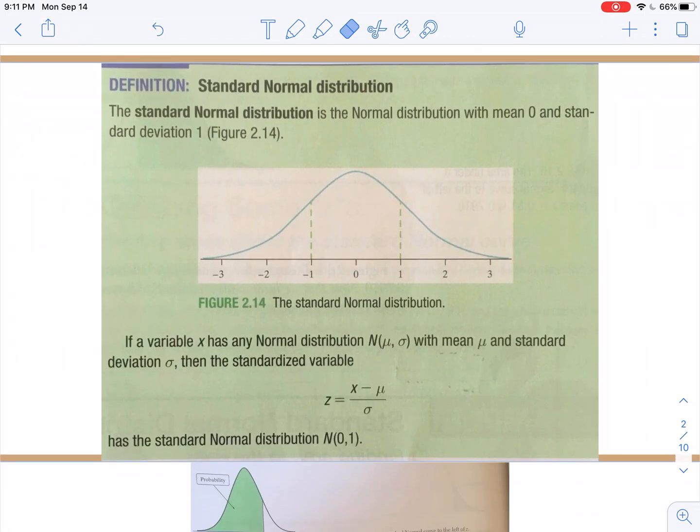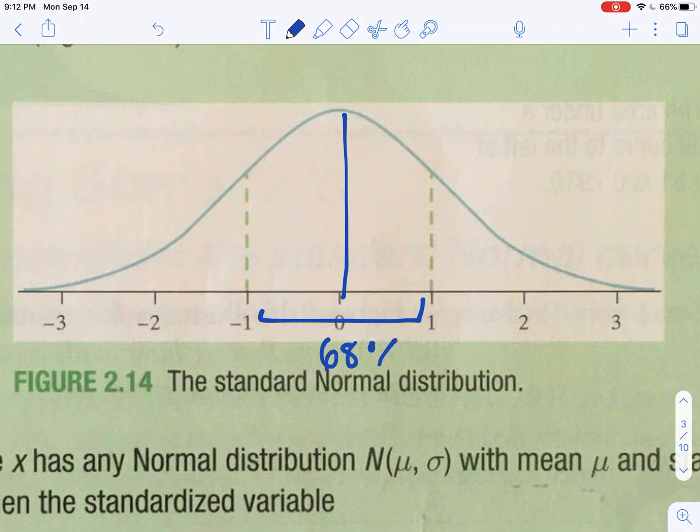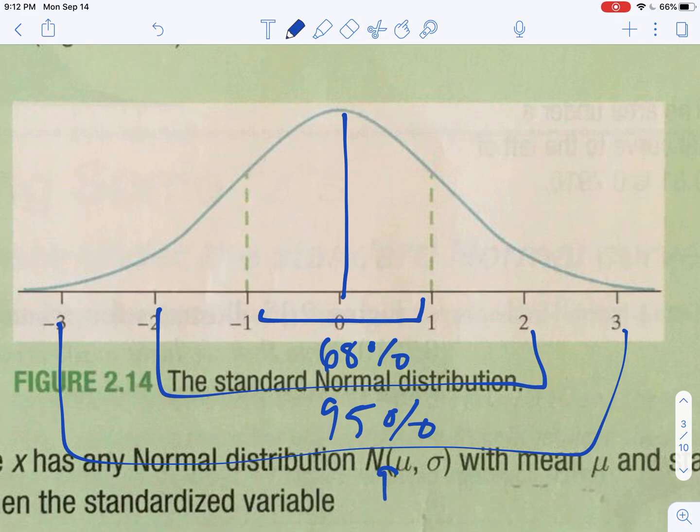So a standard normal distribution still looks like anything you've ever seen. Your mean is at 0. It's at the center of your distribution curve at the peak. Between your first standard deviations, you have 68% of the data. Between your second standard deviations, you have 95% of your data. And between 3 standard deviations, you've got 99.7% of your data.